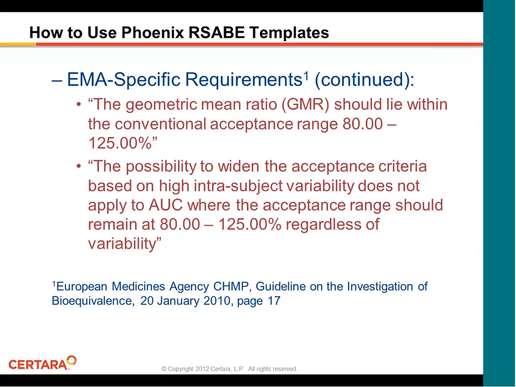Okay, so you have this possibility to widen the acceptance range for highly variable intra-subject variability, but it does not apply to AUC, so it only applies to Cmax. For EMA, AUC still needs to remain within 80 to 125%, regardless of variability. That means the confidence intervals need to be within that range.